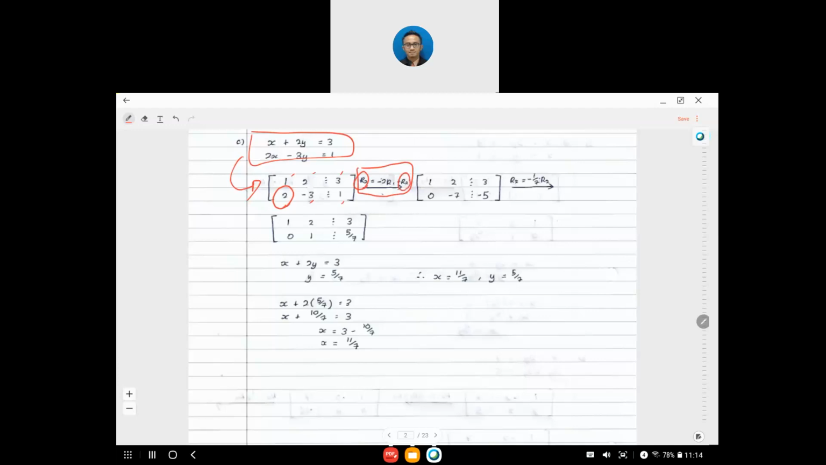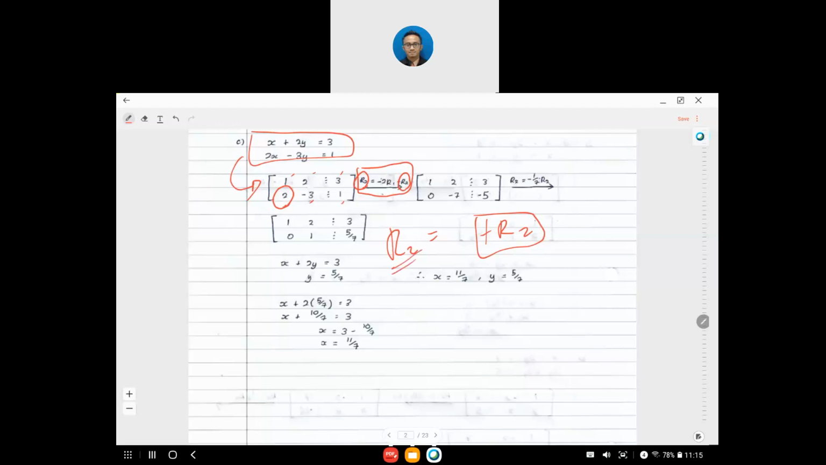Dia tak boleh ada kat situ tiba-tiba awak nak buat minus -2 ke, tak boleh. And then minus negative R2 ke, tak boleh. Dia hanya boleh plus R2 because you want to change R2. Make sure here only plus. Doesn't matter whether you put it in front or at the back, but make sure the value that you want to change only has plus R2.